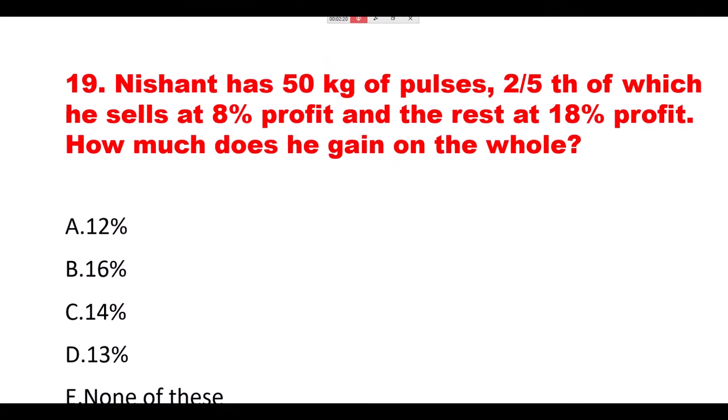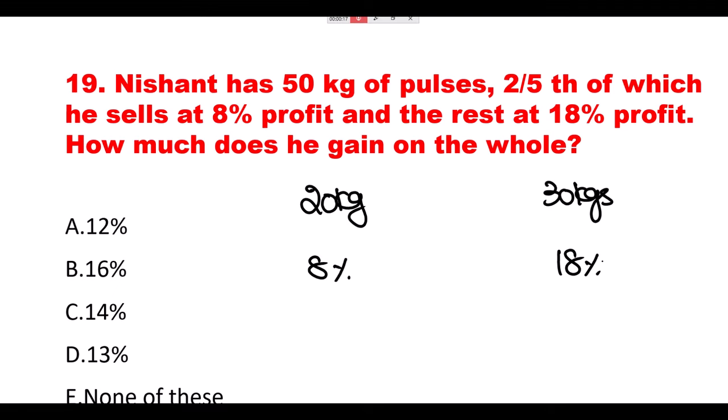Next question, profit and loss. Let's have a look into this profit and loss question. One thing is very clear: out of 50 cases, 2 by 5 means 20 cases, and the rest means 30 cases. They are going with 8% profit here, and here this is 18% profit.